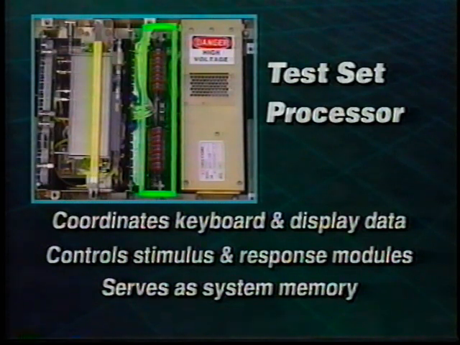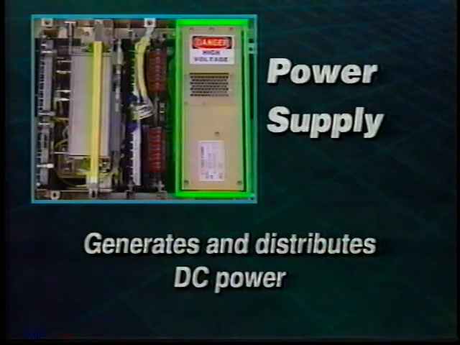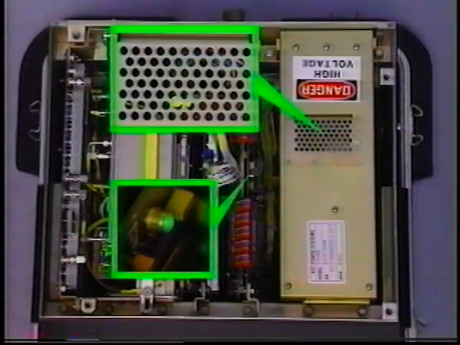Its functions include providing the operator interface by coordinating keyboard and display data, controlling the operation of the stimulus and response modules, and serving as the system's memory, storing operating software, aircraft databases, and sweep data. The power supply generates and distributes DC power for system operation. Both the power supply and the test set processor cards have indicator lights for troubleshooting.